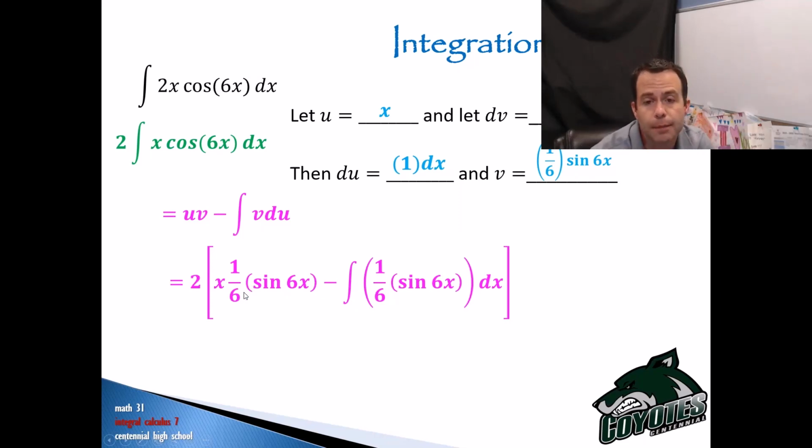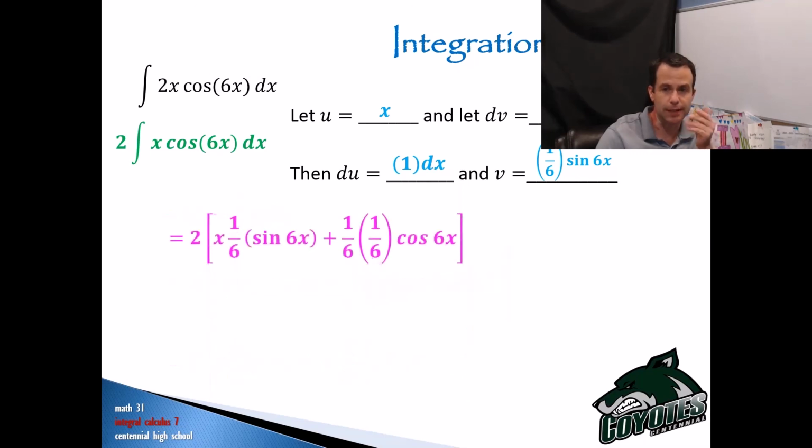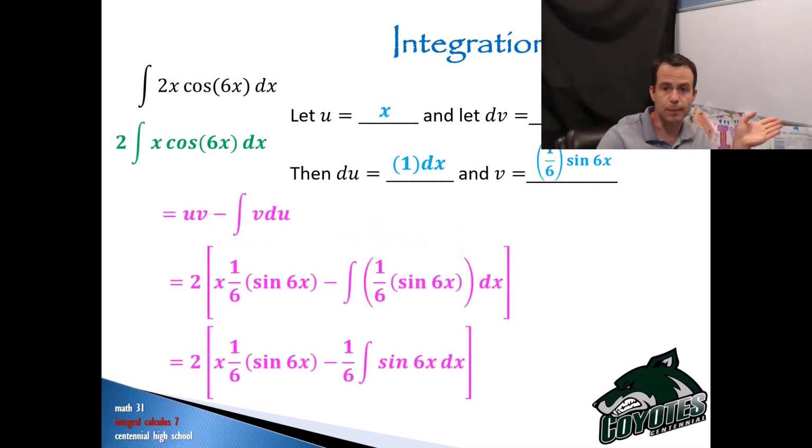Okay, so the integration of 1 over 6 sine 6x, well, the 1 over 6 can come to the front of my integration symbol, and then the integration of sine 6x would be negative cos 6x with 1 over 6 in front, so negative 1 over 6 cos 6x. Now, that ended up being a positive because I had 2 negatives there, okay? I just go back here, this was negative, and then I ended up with negative 1 over 6 cos of 6x, so that's where that positive is coming from.